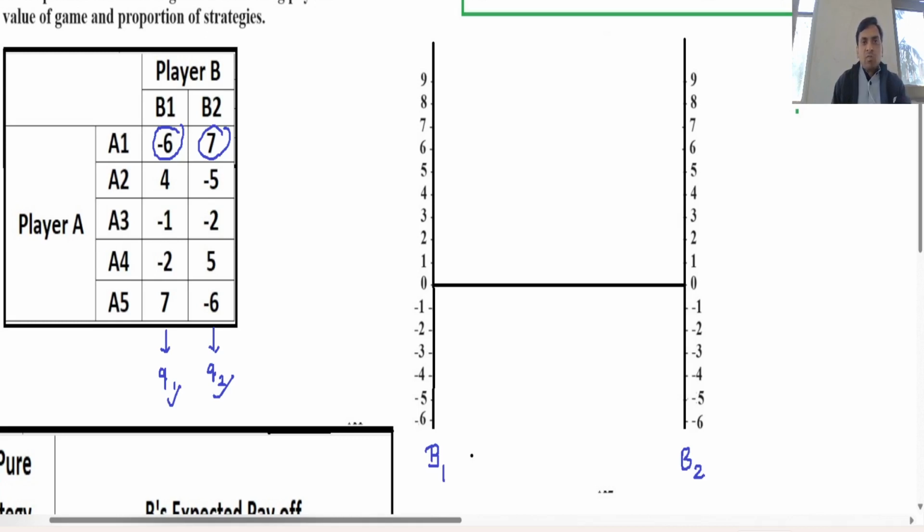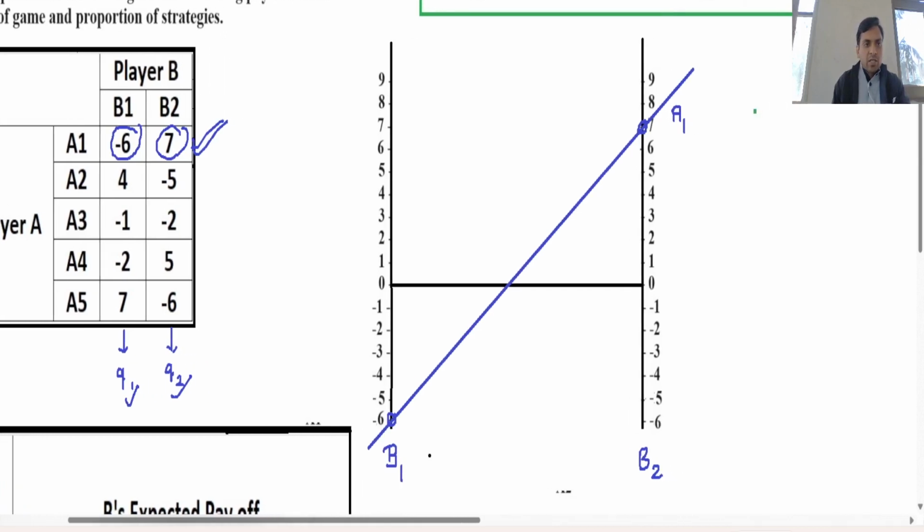So first we will draw this first line, this line A1. So for A1 this is minus 6 and this is 7. For B1 this is minus 6, this means this location. And for B2 this is 7. So this is plus 7. And now we will match these two lines. So we have matched these 2 points, and this strategy name is, sorry, this is not B1, this is A1. So this strategy is A1.